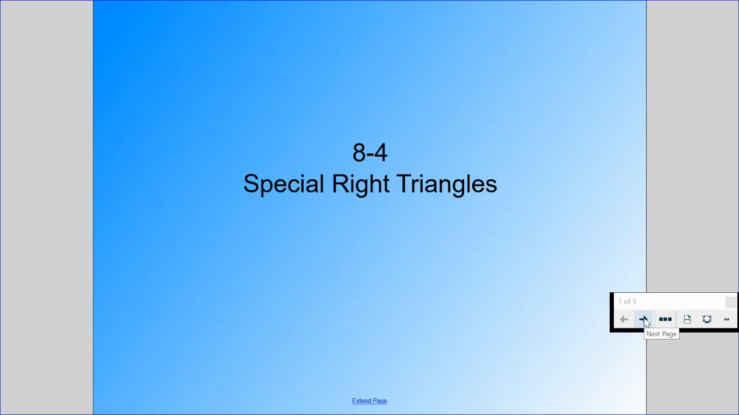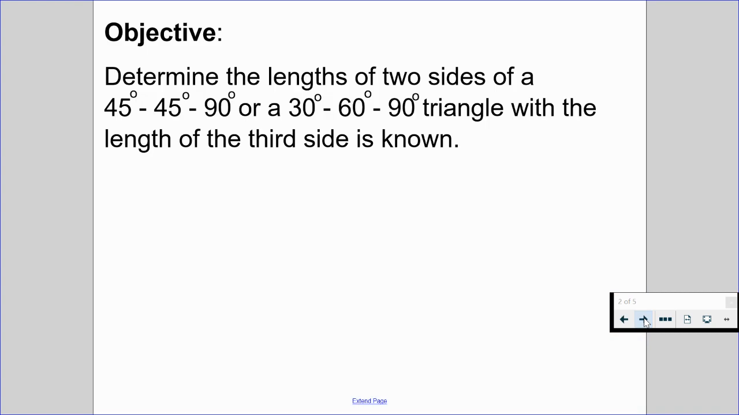In this video, we are going to be going through Chapter 8, Section 4, titled Special Right Triangles. By the end of this video, we should be able to determine the lengths of two sides of a 45-45-90-degree or a 30-60-90-degree triangle when the length of the third side is known. Please have out your guided notes.